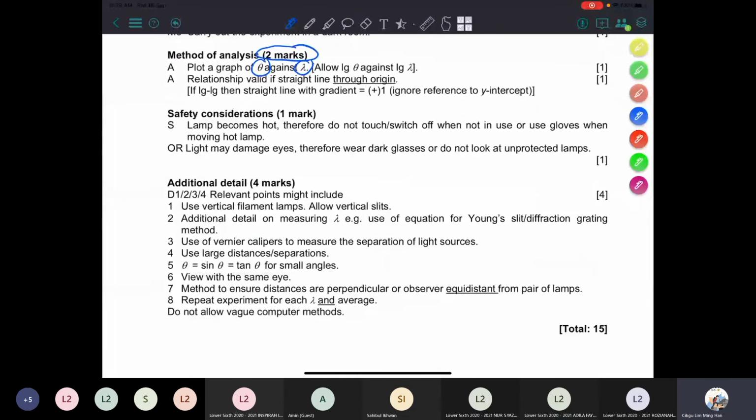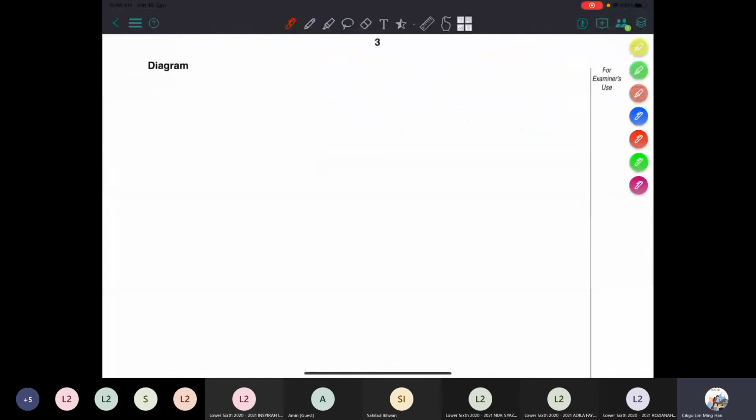Right. So for safety precautions, we have a lot here. The lamp is hot, so do not touch. Switch off when not in use, and use gloves when moving the hot lamp. Because it's very bright also, wear dark glasses. Do not look at the unprotected lamp. And you can also use a vertical filament lamp. You can find out the wavelength using the Young slit or diffraction. Just mention it. So basically, that is how you do question 1.